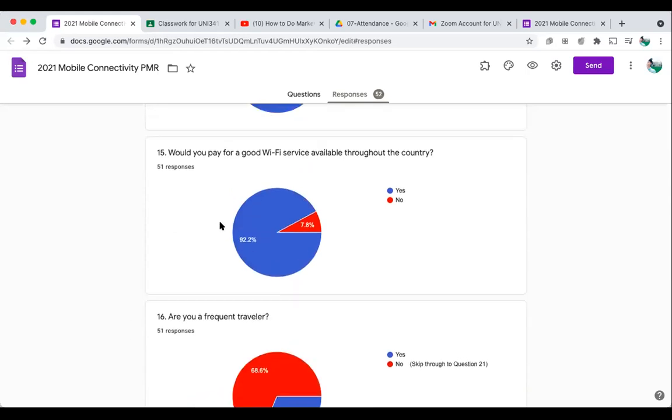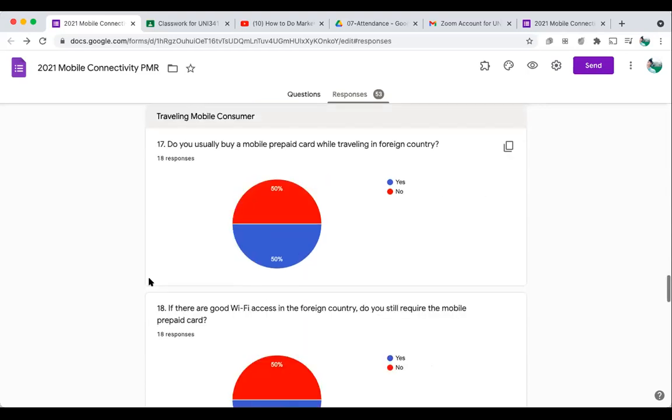You can see that 92.2% of the people would be willing to pay for a good Wi-Fi service throughout the country. 92% are willing to pay a small fee just to get good Wi-Fi service in the country. Then you know that your customer segment is validated. People would be willing to pay a small fee just to access all the Wi-Fi services, be it at Starbucks or McDonald's or Old Town or any other cafe, to get internet. So that's the validation. In just 10 minutes, you can do this kind of validation.